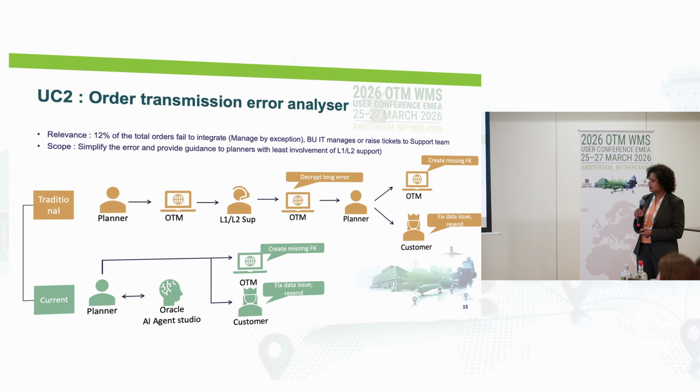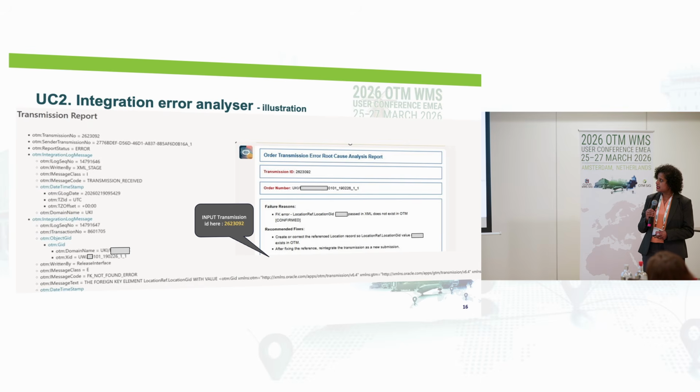So in the new world, all these people and all these steps have been taken out. The planner would just speak to Oracle AI Agent Studio, which is down here. They just get the answer quickly, and it says refnum qualifier missing. Okay, create the missing qualifier, and there you go. So also here, the input is just the transmission ID. It's not going to ask you back, what did you have for breakfast? No, it just tells you the transmission failed because of this. Check here.